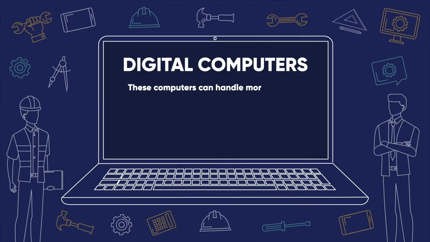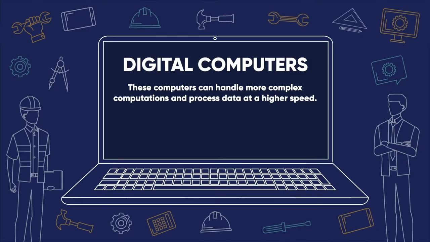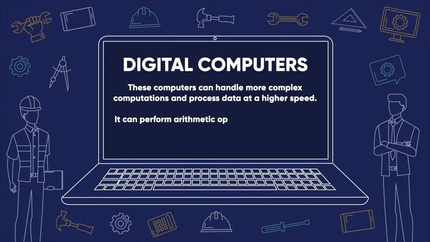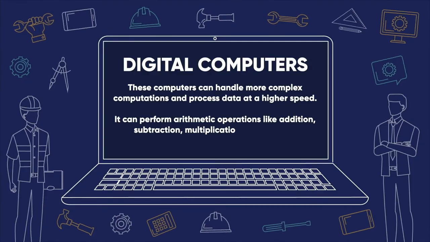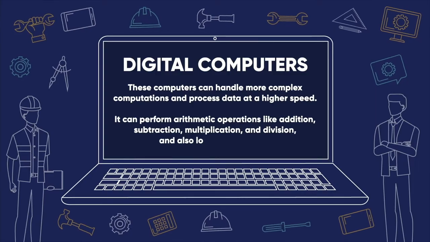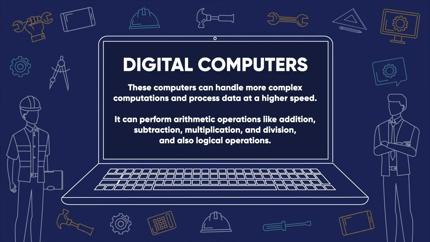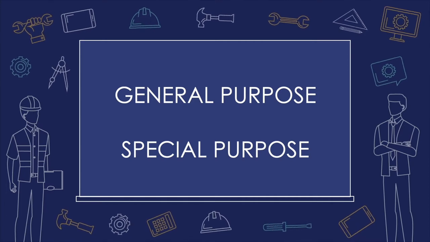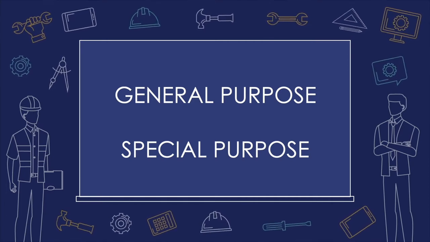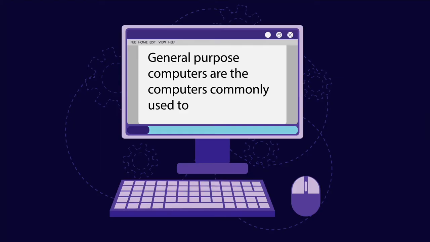Next, we have the digital computers. These computers can handle more complex computations and process data at a higher speed. They can perform arithmetic operations like addition, subtraction, multiplication, and division, and also logical operations. Most of the computers available today are digital computers. Digital computers are either general purpose or special purpose. General purpose computers are the computers commonly used today.